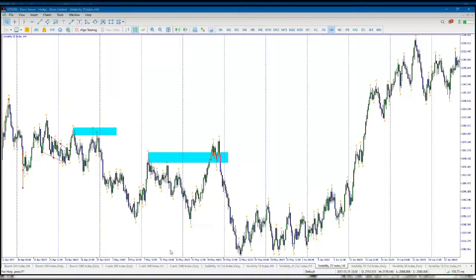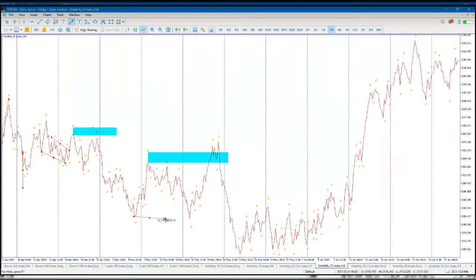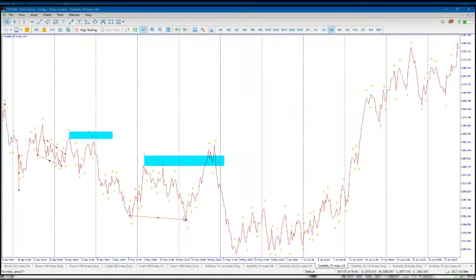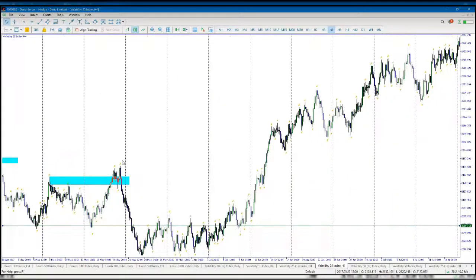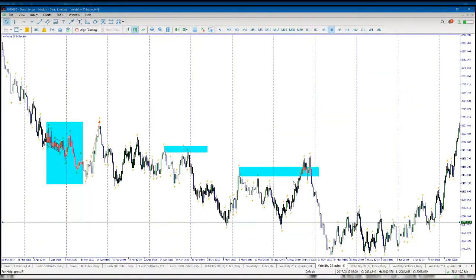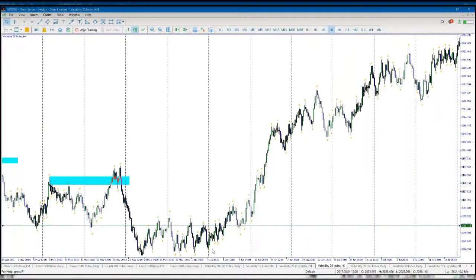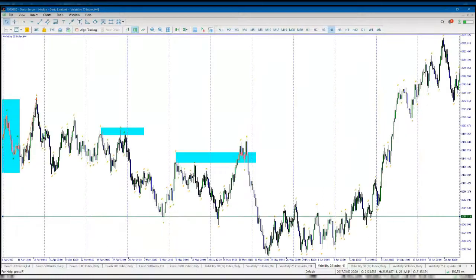This break of structure is very clear. In fact, let me use the line. So clear. And then this guy still, there was a taking out of this last structural point. And of course, you can see what price did. Price now tanked down big time. And then the trend changed from the bullish to the bearish.